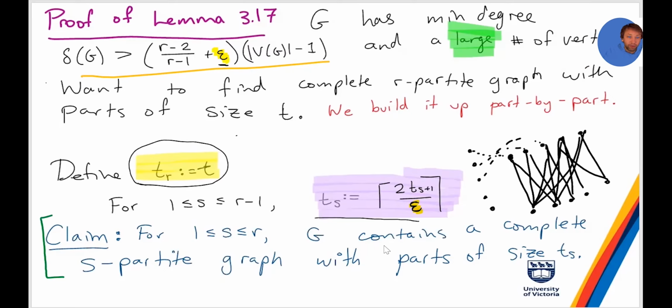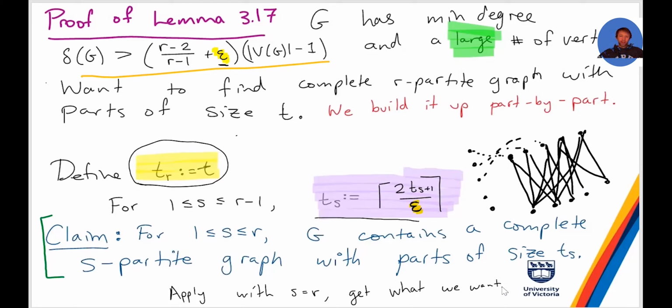So here's what we're actually going to prove. Our claim is that for every S between 1 and R, G contains a complete S-partite graph where the parts have size T_S. We're going to do this by induction on S in some sense. Is it clear why this will finish the proof? Exactly, because T_R is T. So if I apply this with S equals R, we get what we want, a complete R-partite graph with parts of size T.